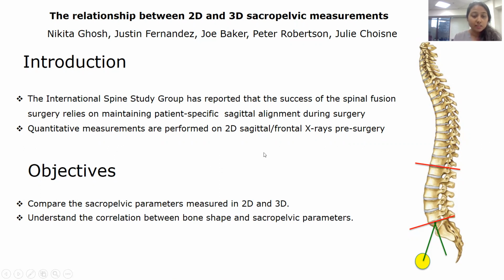Therefore, the aim of this study was to compare the sacropelvic parameters measured in 2D and 3D, and also to understand the correlation between bone shape and sacropelvic parameters.